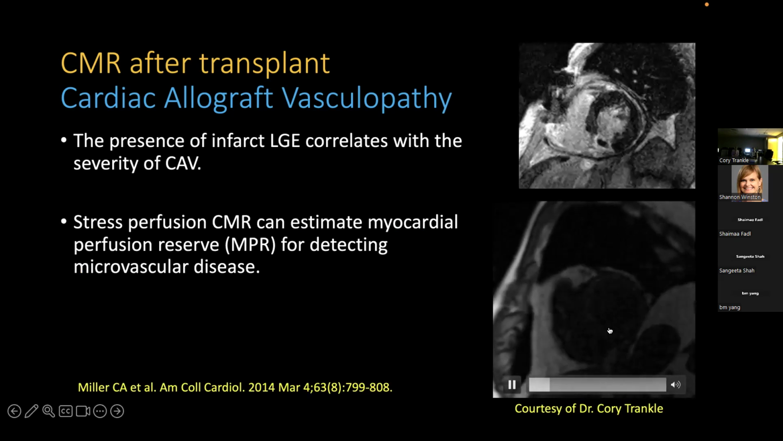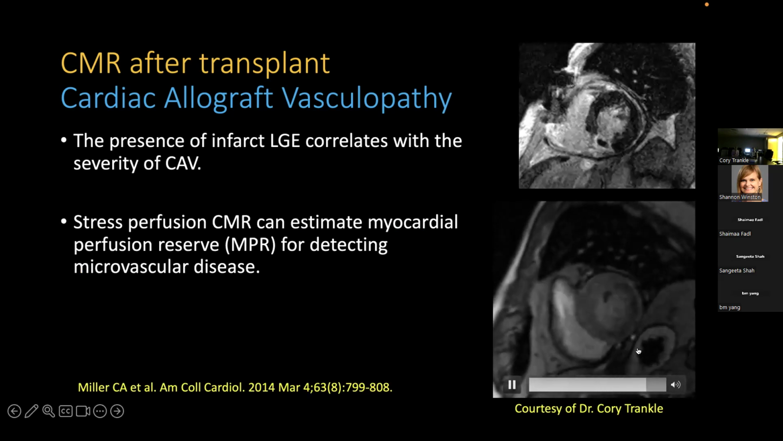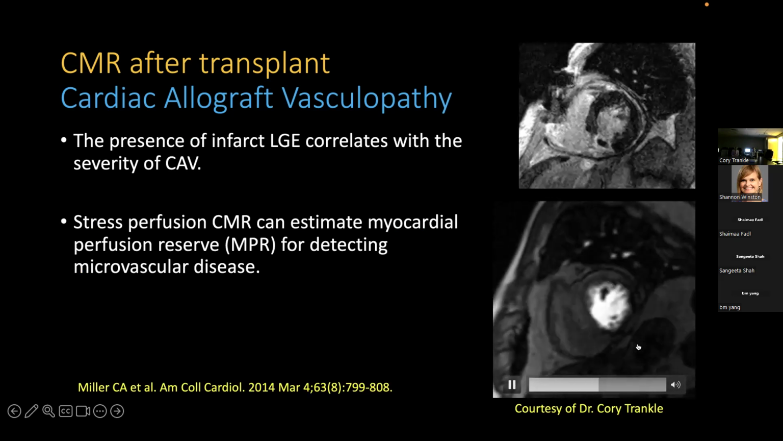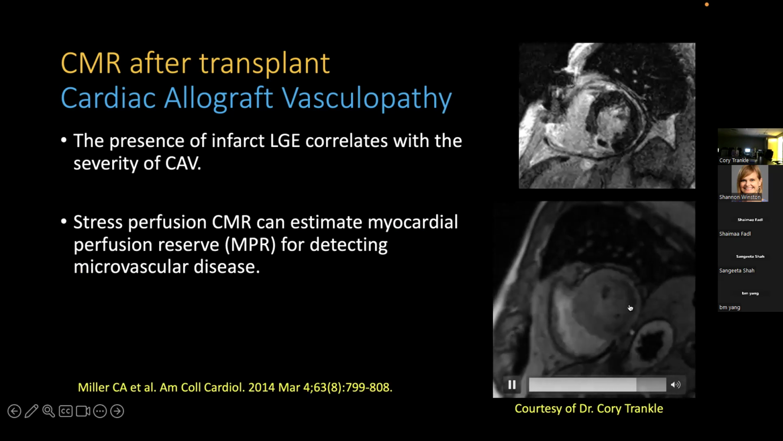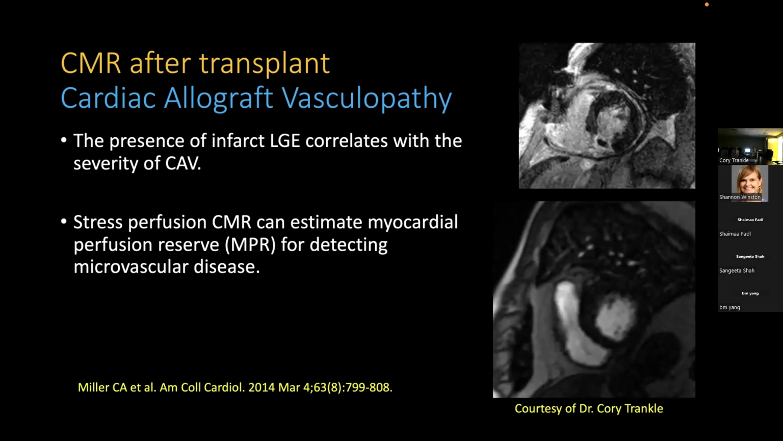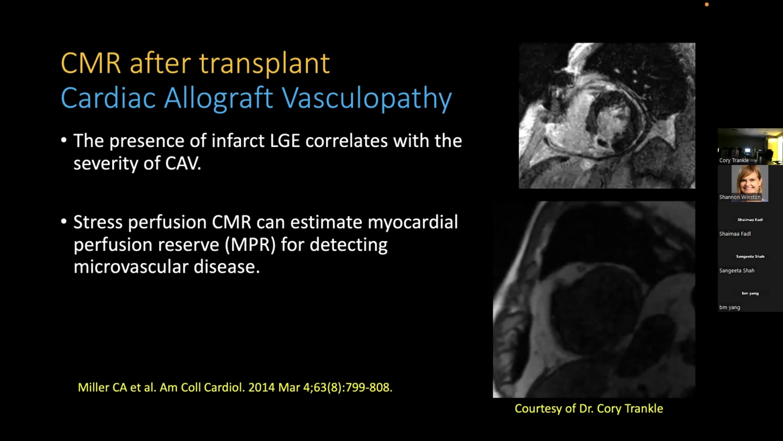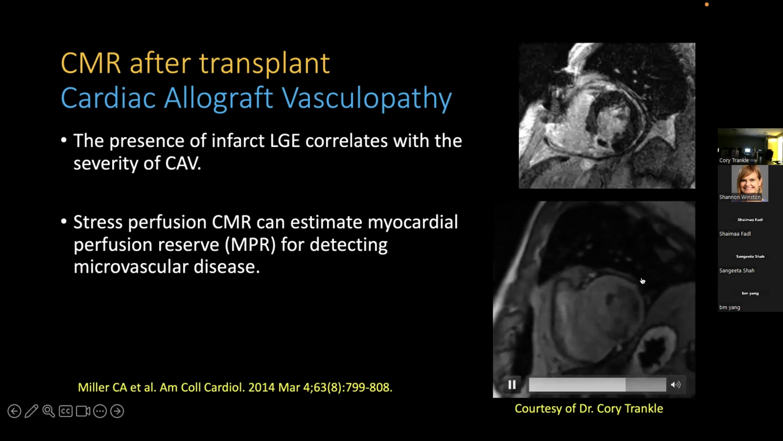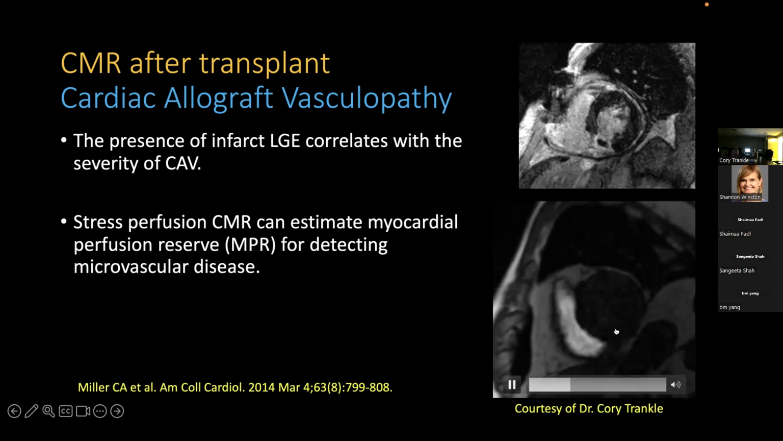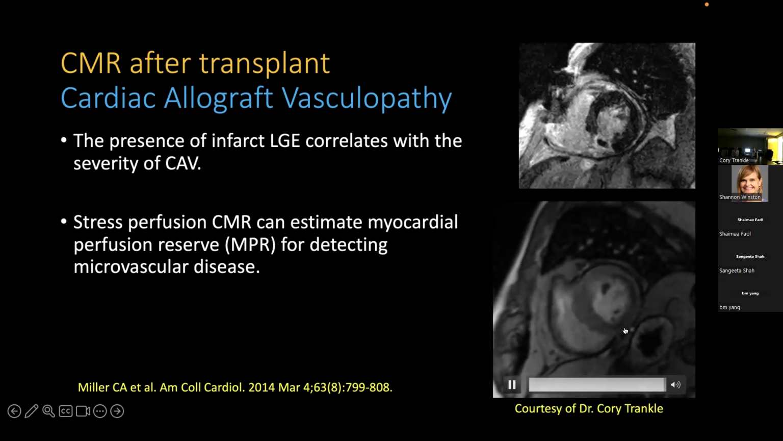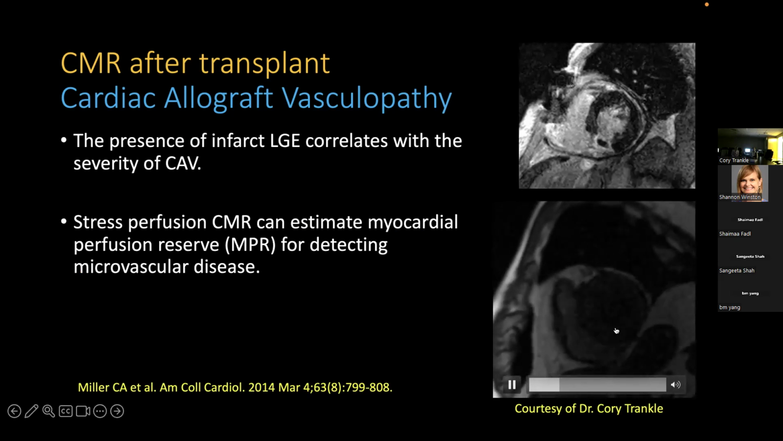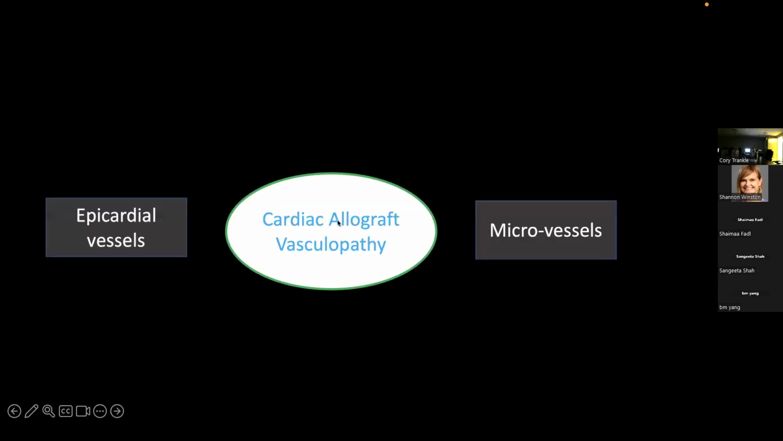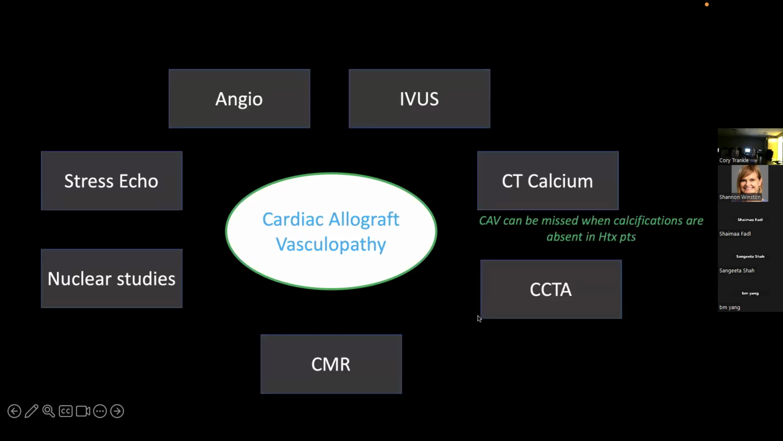And cardiac MRI stress perfusion, I think, will have a rising role in the future in detecting microvascular disease, because the vasculopathy can affect the epicardial vessels and, at the same time, the microvessels. And this is an example of a perfusion defect on stress cardiac MRI that shows the defect along the lateral wall and inferior wall, suggestive of ischemia. So it can affect the epicardial vessels and microvessels.